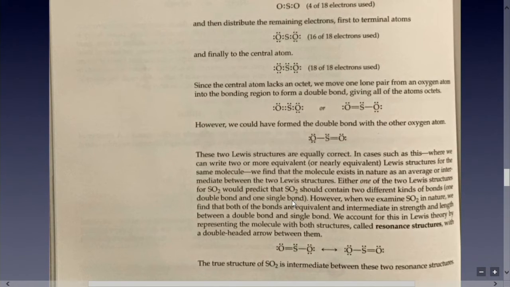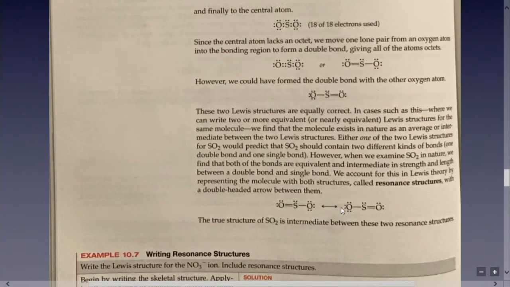Either one of those would work. And so the idea is that maybe in nature, these two structures are sort of resonating back and forth from each other. If you were to take a freeze frame picture, a snapshot, and then analyze the molecule, you might see it like this. Okay, and then you take another quick snapshot of the molecule, and you might see, okay, well now it's looking like this.